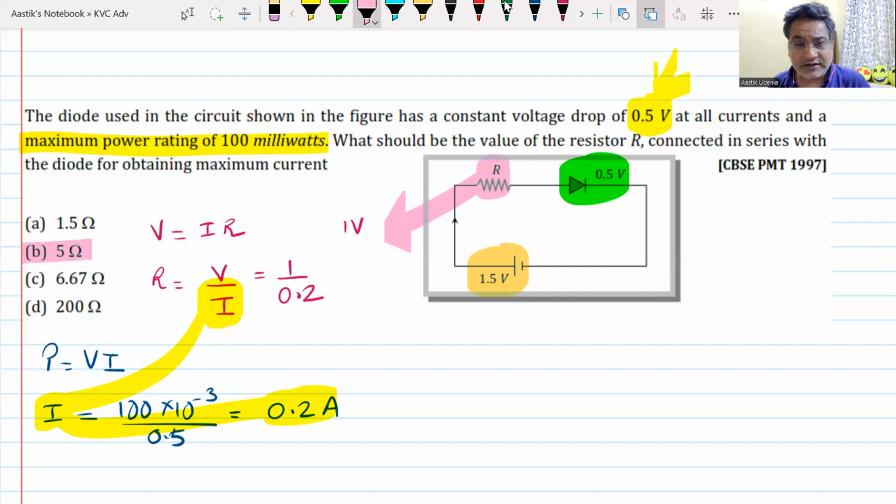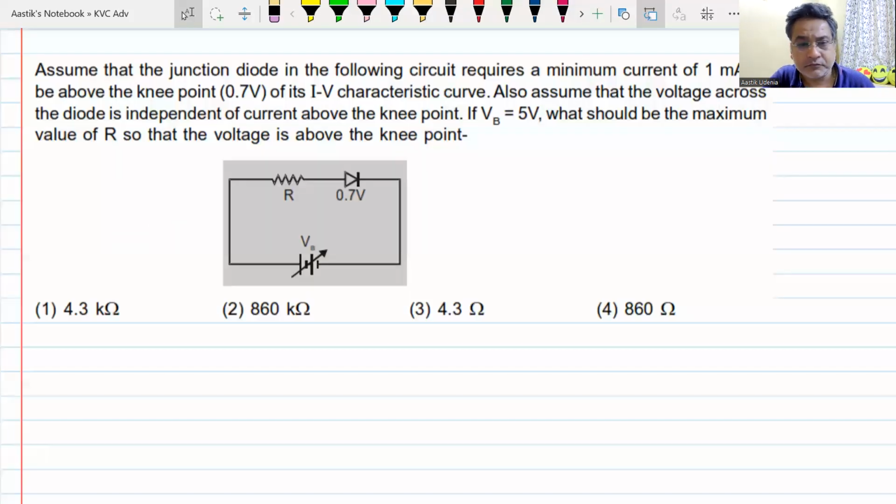How do I know the current? Power of the diode is given. Power is VI. I know V. I can calculate I. 0.2 amperes is I. I get the value of resistance from V is equal to IR. I'll give you 2 minutes to note this down. Then this is the next question, the same question put in a different way.